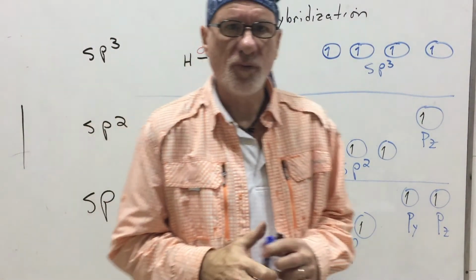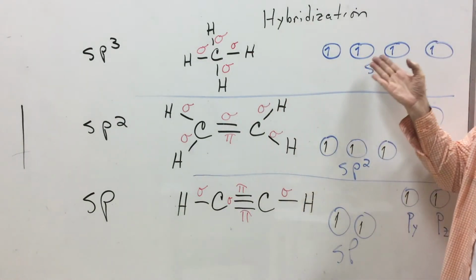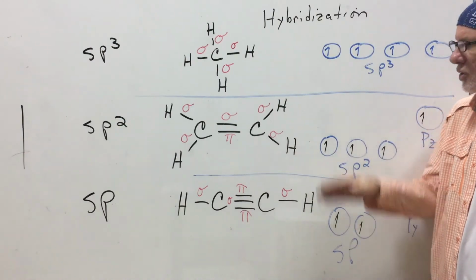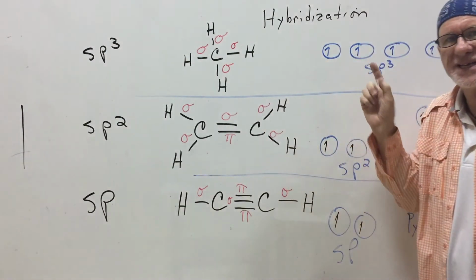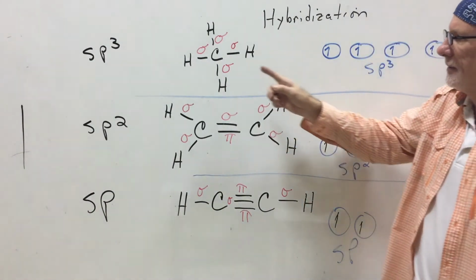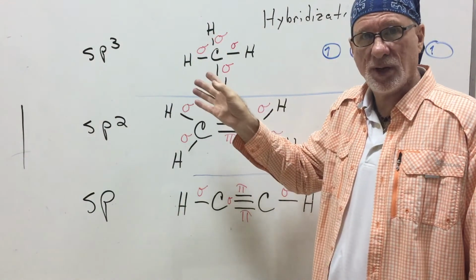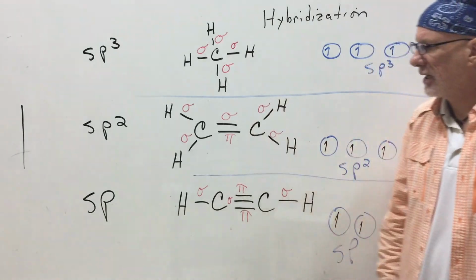Part 4, covalent bonding. sp3: 4 bonding locations, all middle energy. They all form sigma bonds, very strong bonds. This is methane. It's tetrahedral, as we saw before. These are 4 sigma bonds.